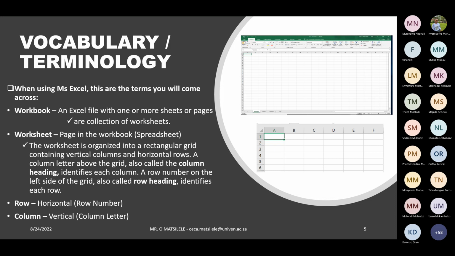Terms like a workbook. A workbook is an Excel file with one or more sheets or pages. So it's just a collection of worksheets. If I give you a test or an exam and you are asked what a workbook is, a workbook is just an Excel file with one or more sheets or pages. You will see it as we continue here. It's just a collection of worksheets.